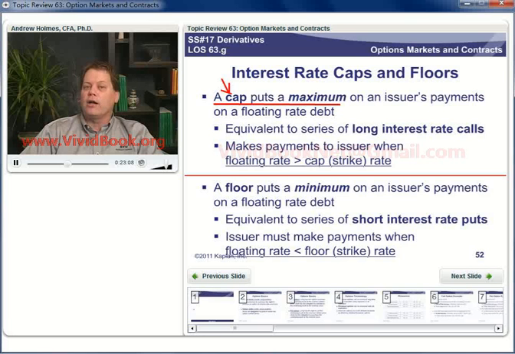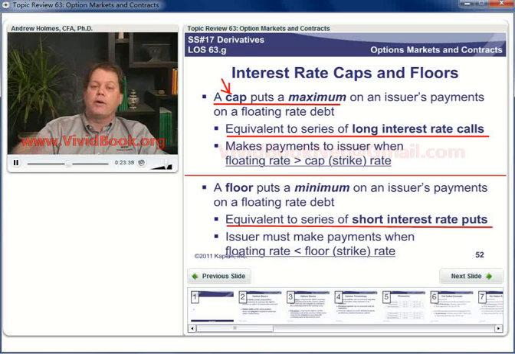So like I said earlier, this is just equivalent to a series of long interest rate calls, and so the short is going to make payments when the floating rate is above the strike rate, right? So whoever is the owner of the cap is going to receive payments when the floating rate is greater than the cap strike. Okay, so a floor puts a minimum, does the same thing, only now we're putting a minimum on the payments that we would receive from a particular interest-sensitive asset. So this is equivalent to a short interest rate put, okay, or a series of short interest rate puts.